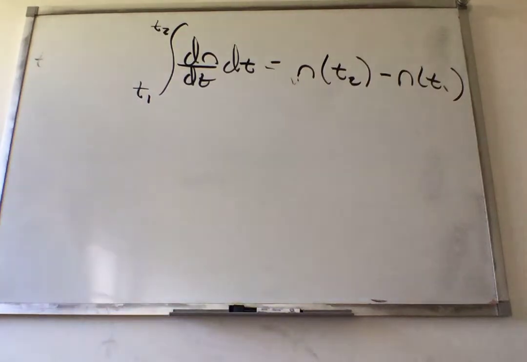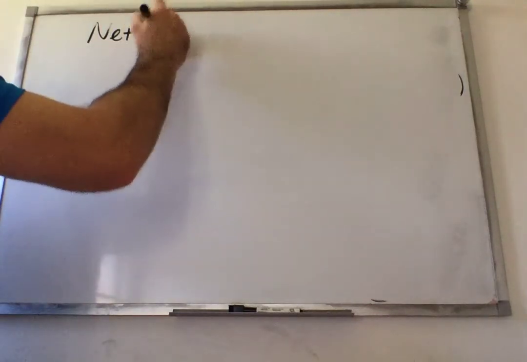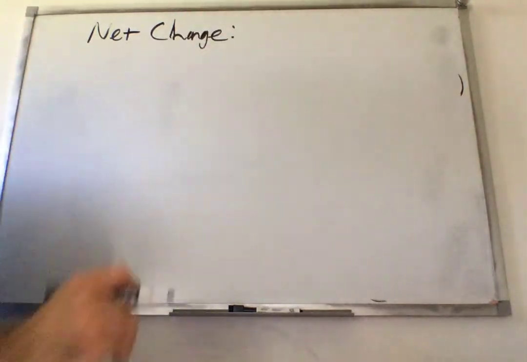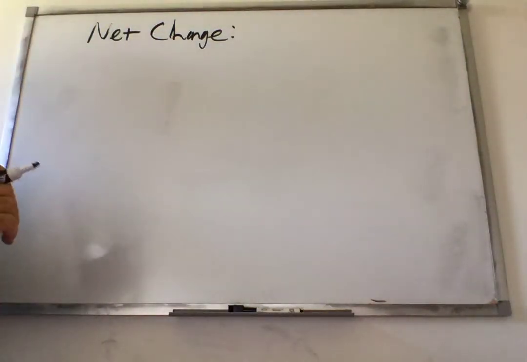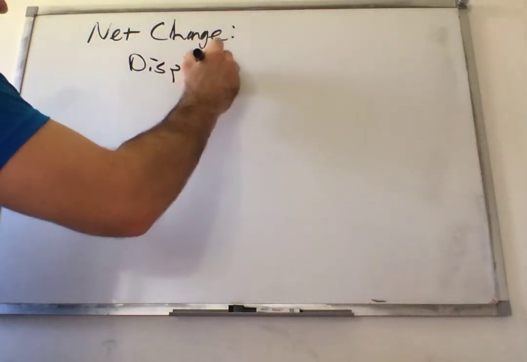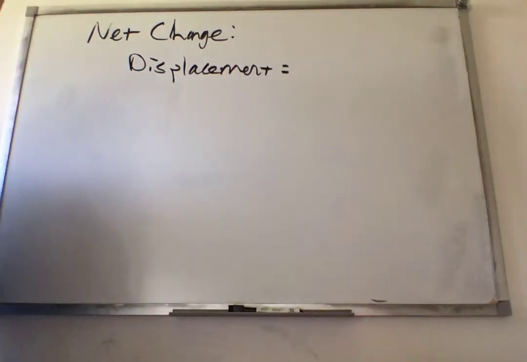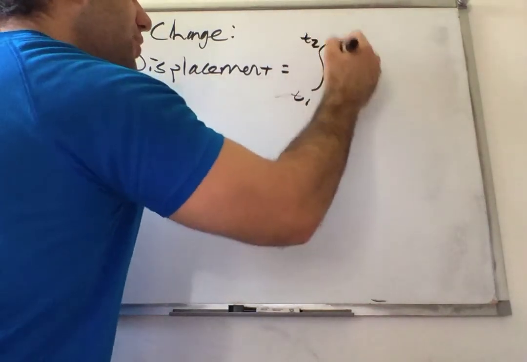All right, so where we could apply this can be seen, let's see, net change for velocity. I had to switch back to my notes, sorry. Net change. Now, if we want to speak in terms of position, velocity, and acceleration, the net change, or what we call the displacement, remember we talked about the difference between distance and displacement. Displacement is the integral from t1 to t2 of the velocity.